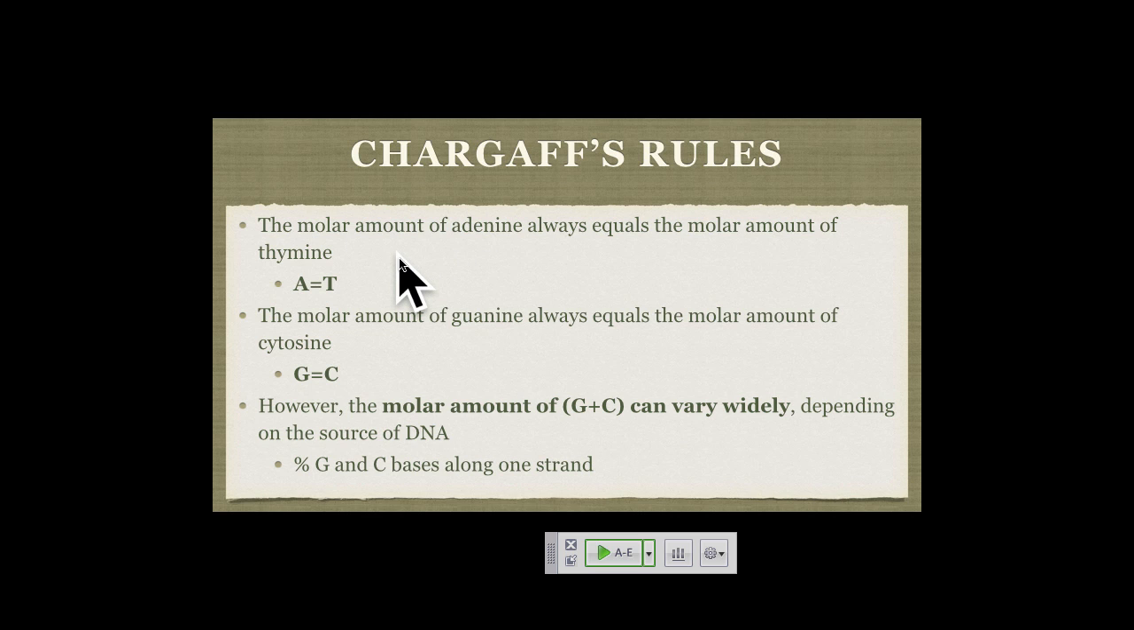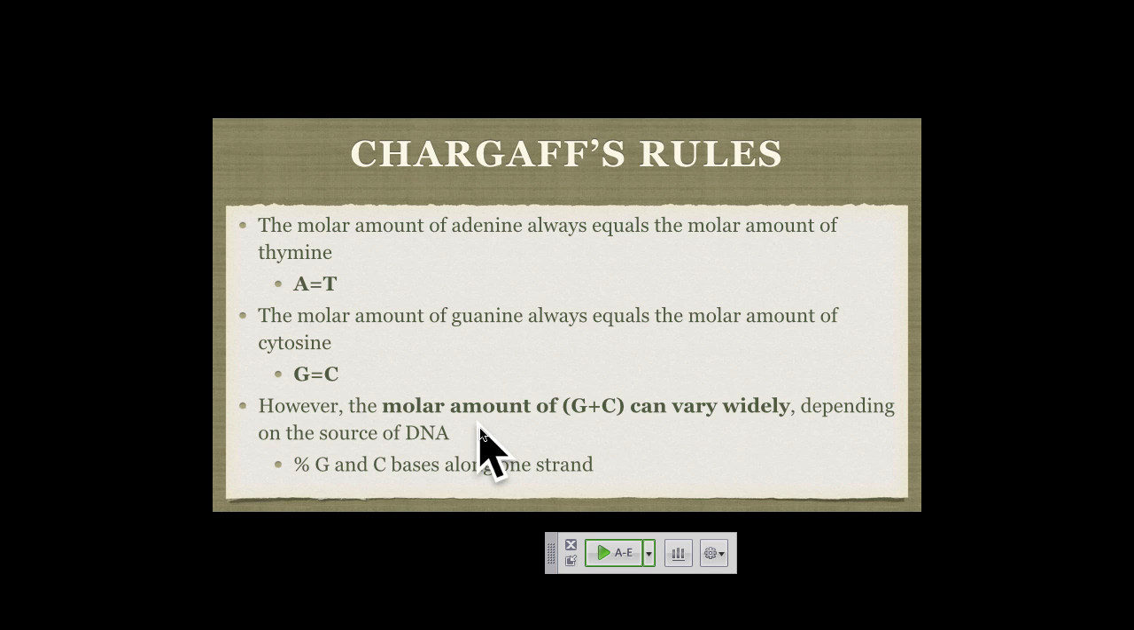a DNA sample, it didn't really matter what the source was, whether it was prokaryotic or eukaryotic, animal, plant, didn't matter. That if he looks at the molar amount, what do I mean by molar amounts? Just means there's equal moles in that particular sample. So that the amount of A was always equal to T, and the amount of G was always equal to C. But what he found that differed from Levine and was critical was the amount of G plus C varied depending on the source of the DNA.